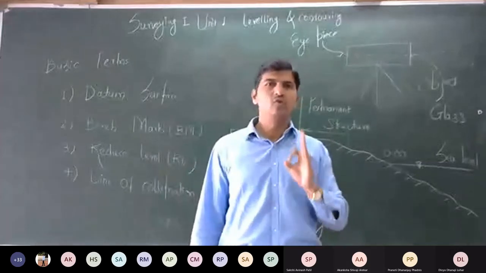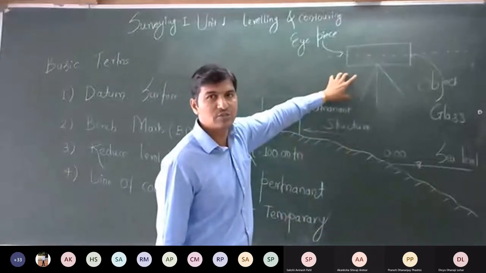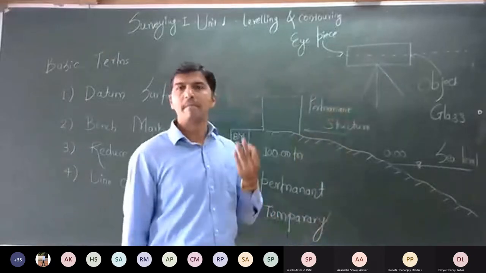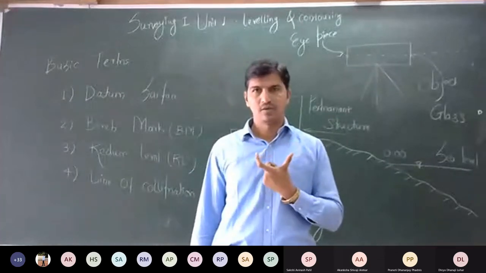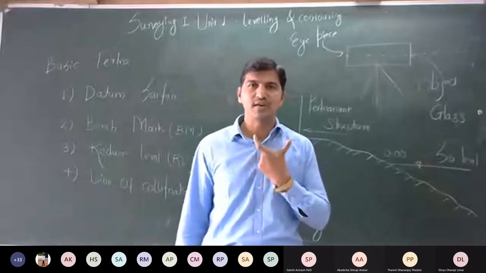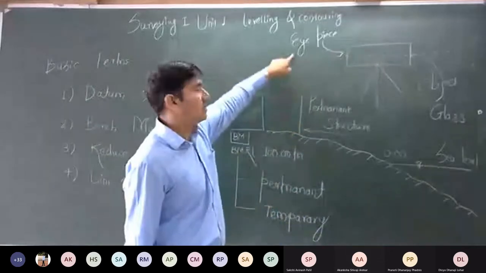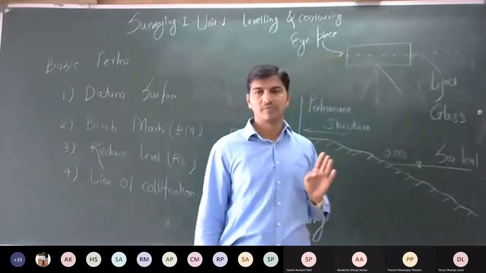So all the time when we go for leveling, check whether the line of collimation is horizontal. How to check? By observing the longitudinal bubble. The longitudinal bubble should be exactly at the center of its run. Then we can say that the line of collimation is exactly horizontal.